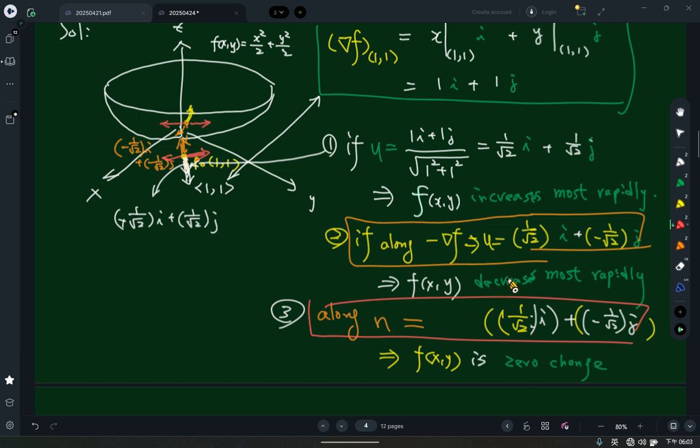If you follow this direction, which is orthogonal to the gradient vector, either this one or this one, you can see the corresponding point. We follow this path or this path, and that will be zero change, right? Because the height is kept the same, right? So that will be zero change.